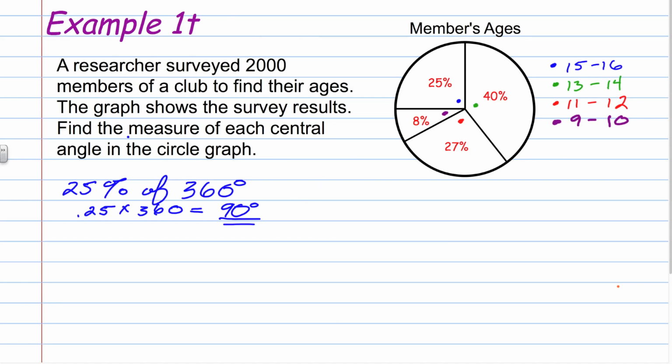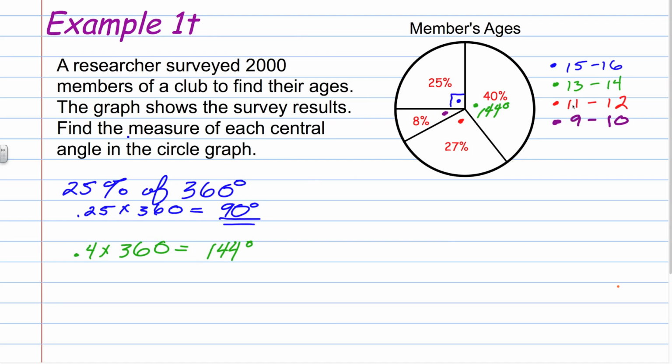Now, as we move on to the 13 to 14-year-olds in green, they represent 40% of this group. So that would be 40% of 360, or 0.4 times 360. When you do 0.4 times 360, that gives you 144 degrees. So in here we have 144 degrees. I guess I should put that in here in blue. That this is a 90-degree angle. And we can mark that as 90, like that. Or we could have wrote 90 in there.